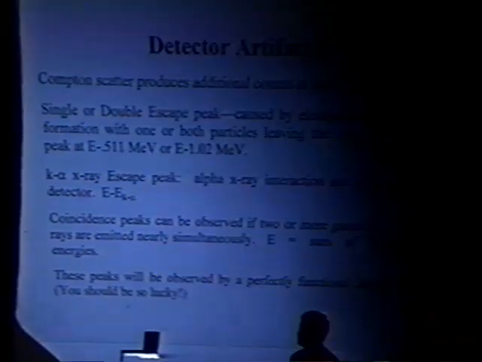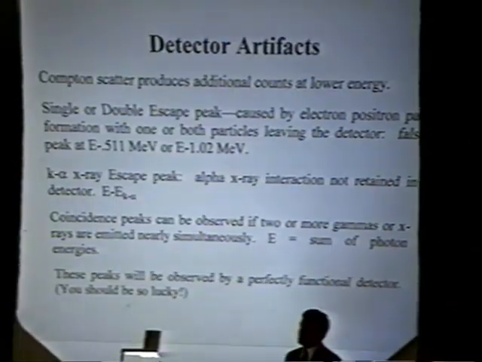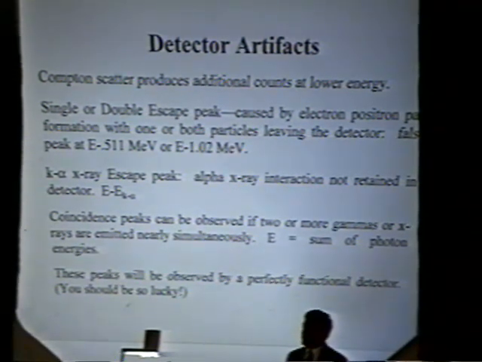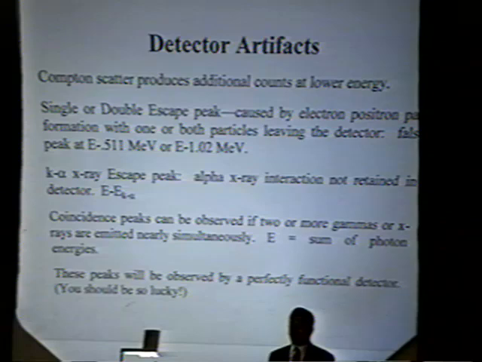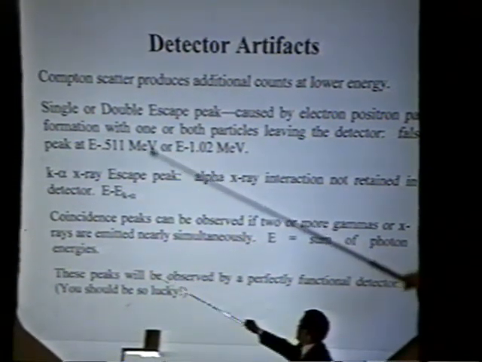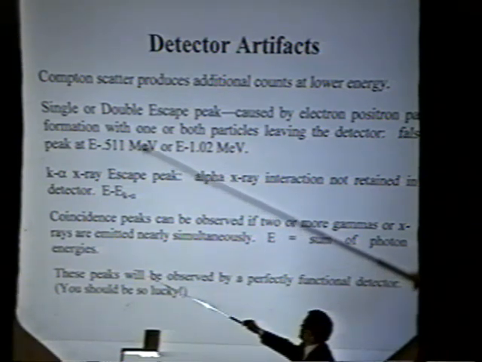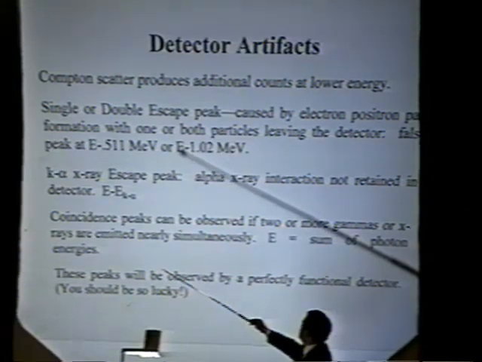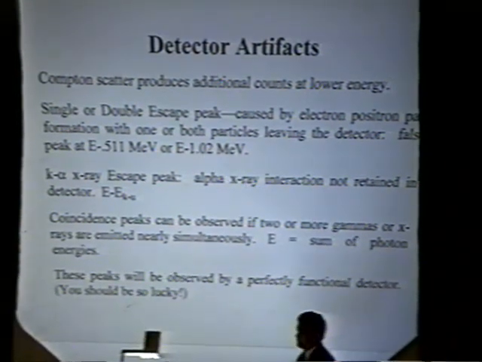It's also possible to obtain single or double escape peaks. These are caused by pair production inside the detector where maybe the energy leaves the detector, and that gives a false peak at an energy which could be the actual energy minus 511 keV for one particle, or minus 1.02 MeV for the pair.